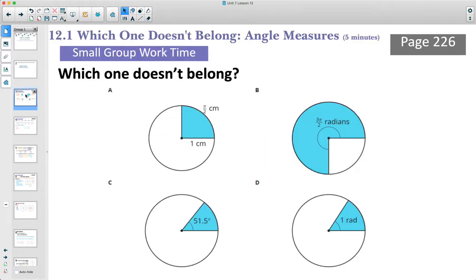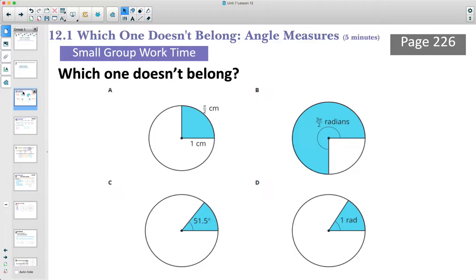This lesson starts on page 226 with a which one does not belong. So go ahead and determine which one of these, in your opinion, doesn't belong and why. And then we will talk about them when you come back.